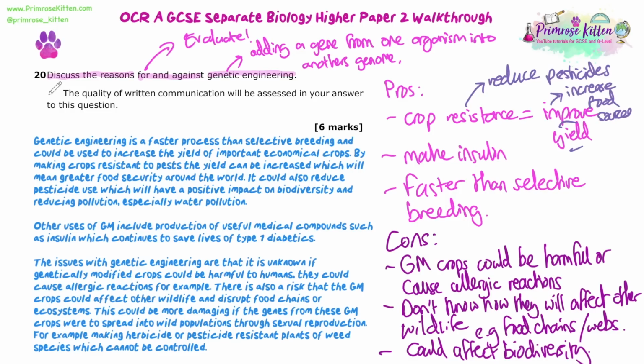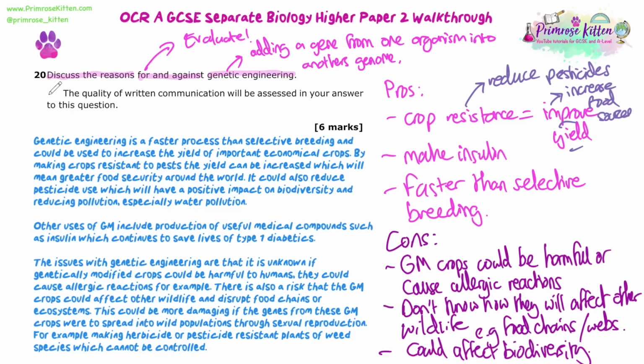The issues with genetic engineering are that it is unknown if genetically modified crops could be harmful to humans. They could cause allergic reactions, for example. There is also a risk that the GM crops could affect other wildlife and disrupt food chains or ecosystems. This could be more damaging if the genes from these GM crops were to spread into wild populations through sexual reproduction. For example, making herbicide or pesticide resistant plants of weed species which cannot then be controlled.